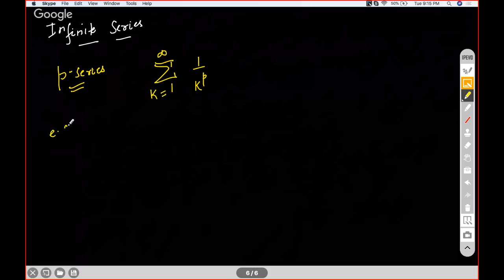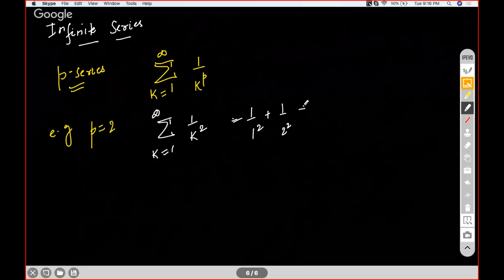For example, if you take p as 2, and if I say write a p series for it, then you would actually write summation of 1 by k square from k equal to 1 to infinity. That means you write 1 by 1 square, 1 by 2 square, 1 by 3 square, and so on till you go to infinity.